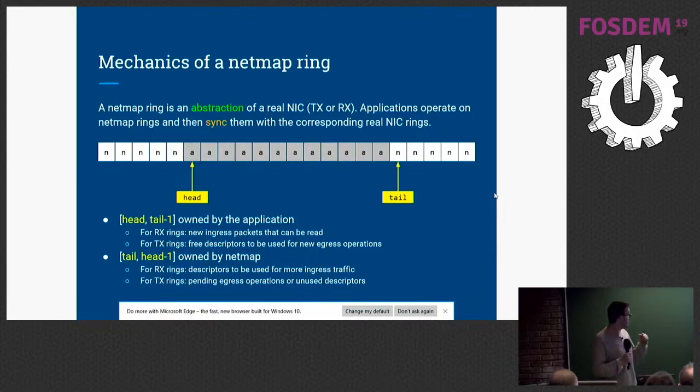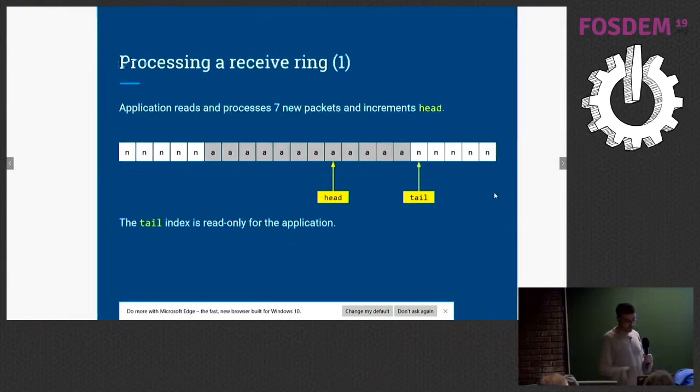So the meaning of this pointer is that everything between head and tail is owned by the application. So for instance, for receive rings, those are new packets that are ready to be read. For transmit rings, it's free space that you can use for new egress operations, while the rest of the descriptors in the ring, so everything between tail and head, it's owned by Netmap, it's owned by the kernel.